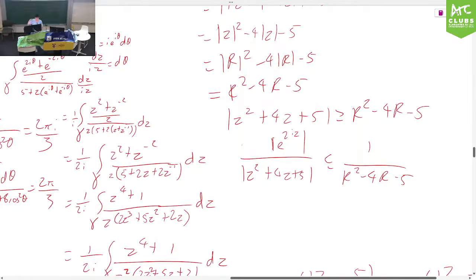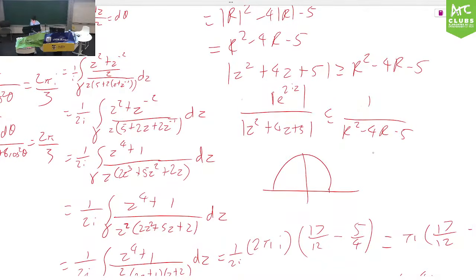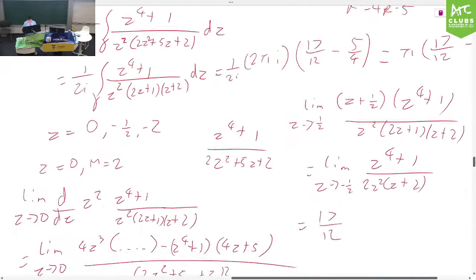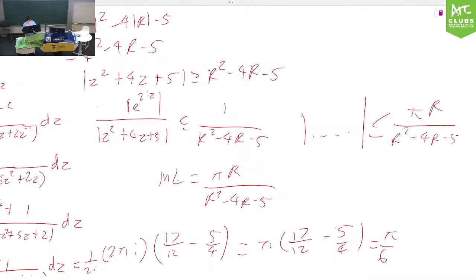Now that's just for the M part, or the ML lemma. We also want to consider the length. The length is pretty obvious: the length of this semicircle, the radius is r, the circumference is 2 pi r, so just a semicircle would be pi r. So the ML is equal to pi r over r squared and so on. Okay, so what we have is that the absolute value of that entire integral expression is less than pi r over r squared minus 4r minus 5.